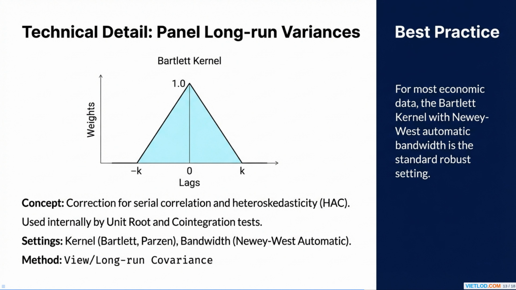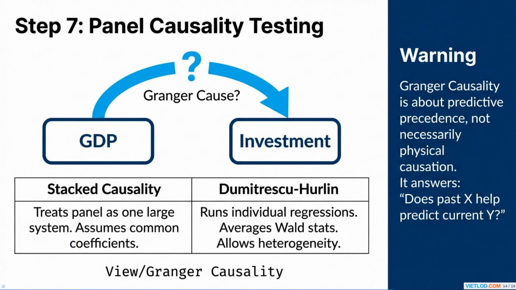The Newey-West automatic bandwidth selection is the standard and recommended setting for most applications, as it chooses the optimal number of lags based on the data. For most economic data, the Bartlett kernel with Newey-West automatic bandwidth is the standard robust setting. When you run a panel unit root test, the software is internally calculating a long-run variance to ensure the test statistic is reliable, even if the error terms are correlated over time. Using the Bartlett kernel with Newey-West bandwidth is the standard way to get a robust result. We have now covered the main steps in the panel data analysis workflow.